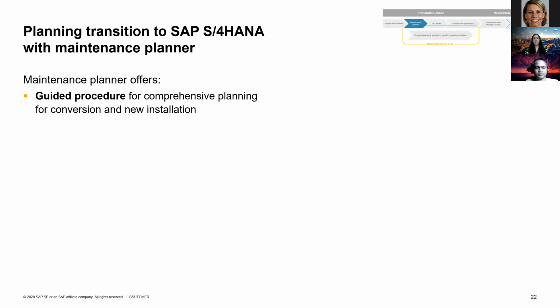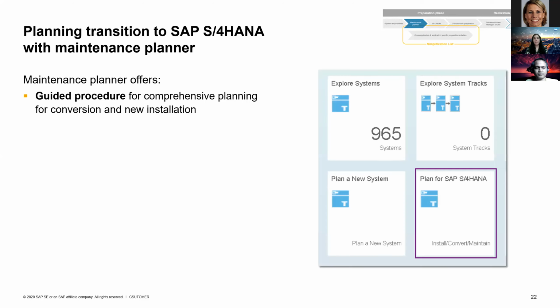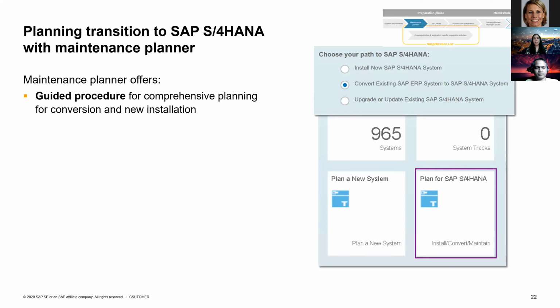So we offer a guided procedure for comprehensive planning. What that means is that you can choose your transition path. You can start with new installation or conversion, or upgrades within the S/4HANA family of products are also supported. So you can do that in maintenance planner.